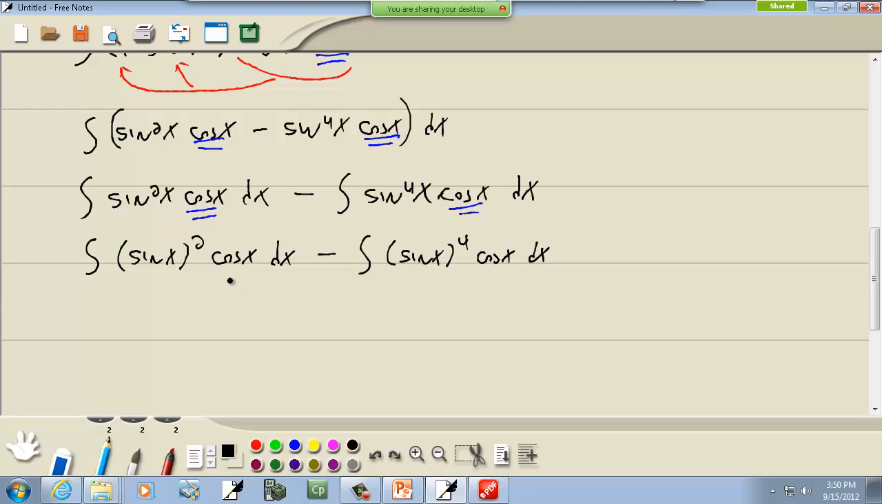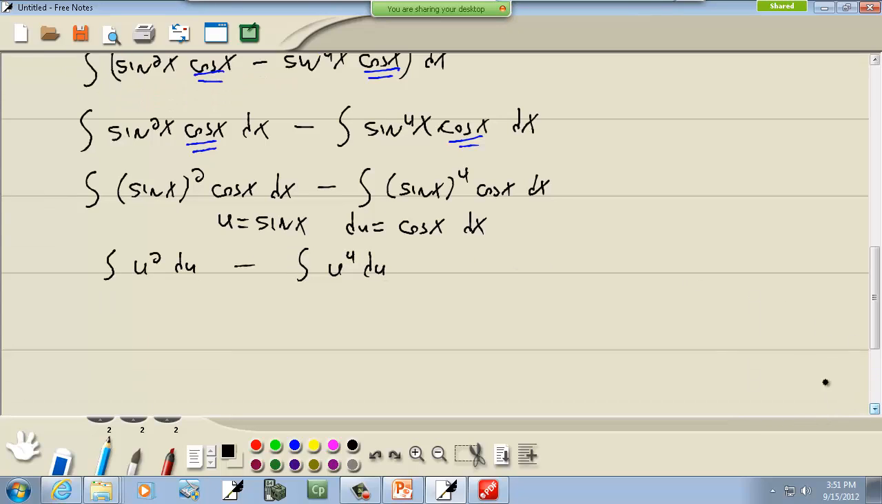Now both of these would use the same u substitution, so I'm going to share them. We'll always let u equal what's inside of parentheses, so u is equal to sine x. The derivative of sine gives us cosine, and then we add on our dx. Both of these have cosine dx, so that's perfect. So this one becomes u squared du minus, and this one becomes u to the fourth du. Add 1 to our power, divide by our new power, so it becomes 1/3 u to the third minus, add 1 to our power, divide by our new power, 1/5 u to the fifth, plus c.